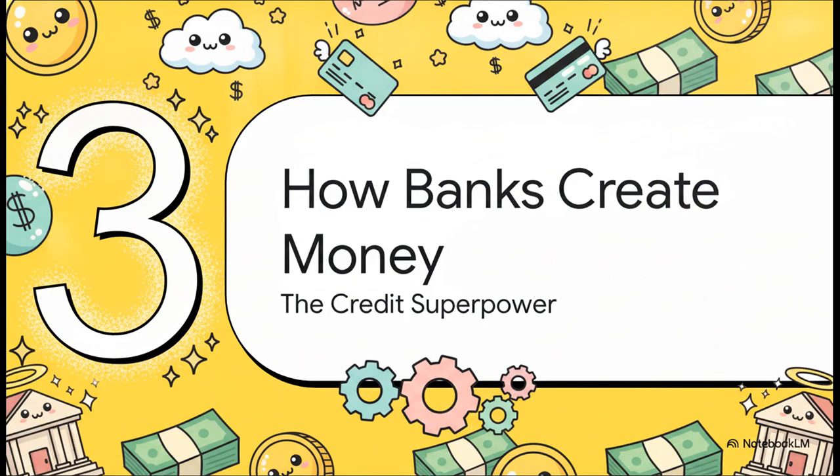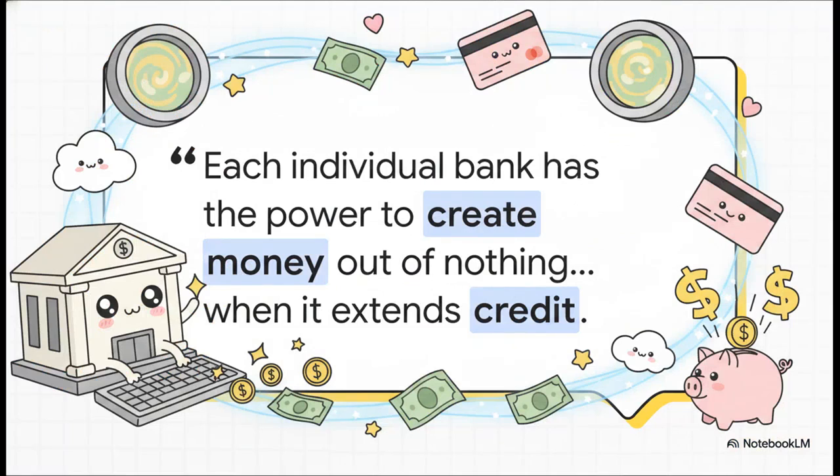Moving on to Section 3, how banks create money. Okay, it is time to bust a massive myth. Most people think banks just take in deposits from savers and then lend that exact same money out to borrowers. But under the credit creation theory, banks literally create money out of nothing when they extend credit. When you go to a bank for a mortgage, they aren't checking the vaults in the back to see if they have enough cash. No way. They just type the loan amount into your account.